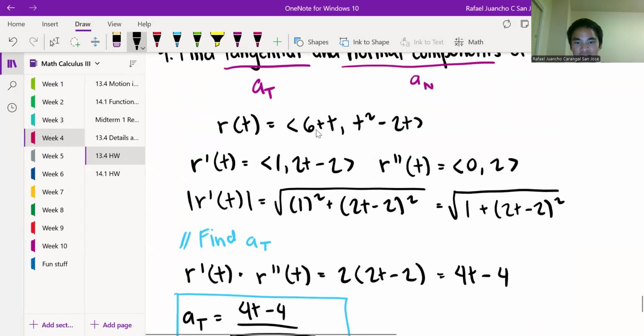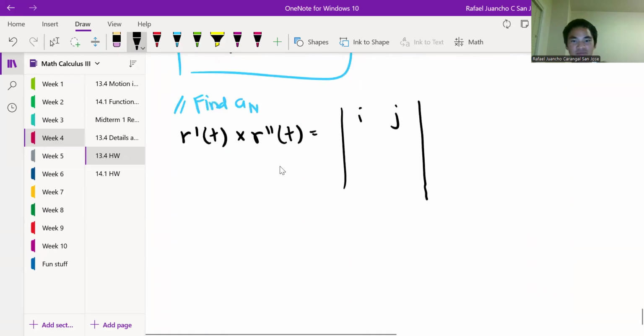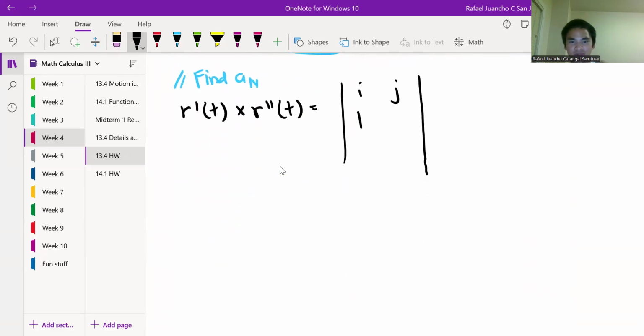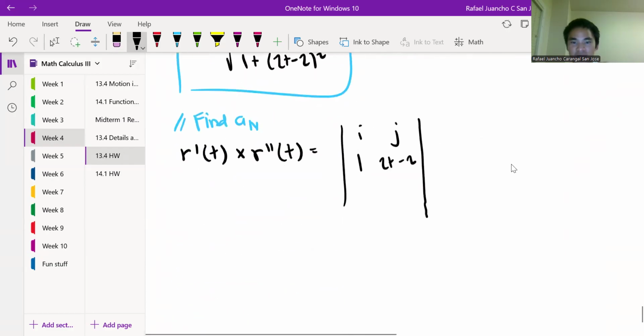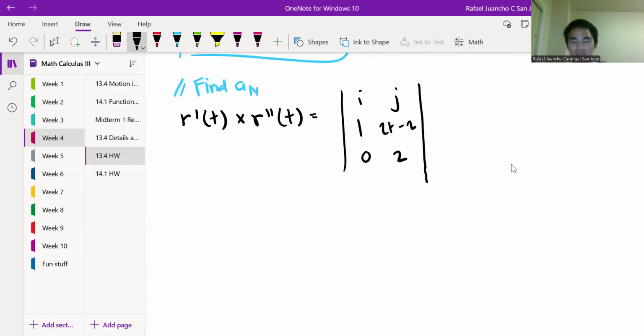Okay, so we get 6 plus d, and then, oh shoot, where was I? Oh, no. 1, 2t minus 2. Let me just do it. 1, 2t minus 2. And then, oh, where am I? 0 and 2. And then here we immediately do a cross product. Now you know why we call it a cross product, because we're literally doing a cross product. I just realized that now.